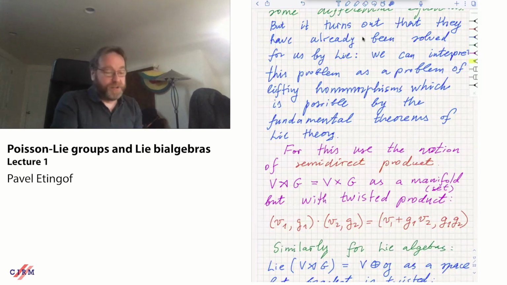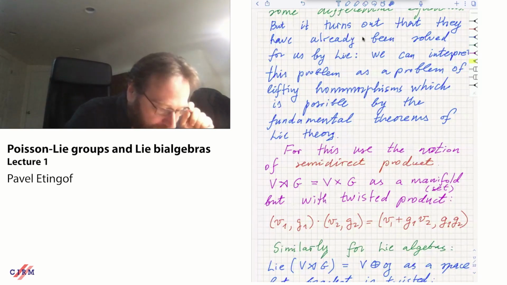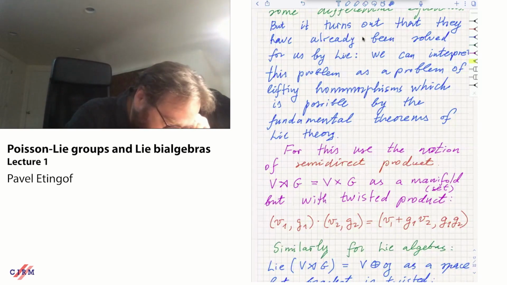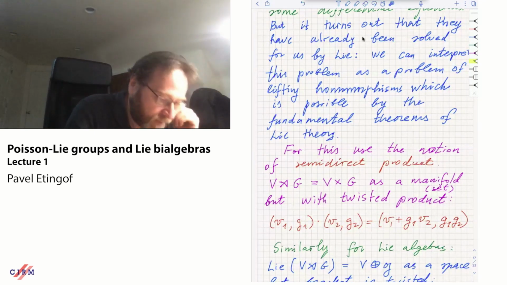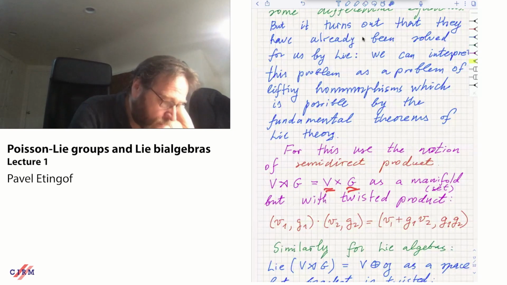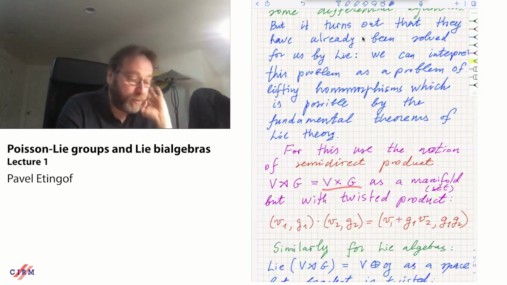So this is a purely algebraic notion. Actually, Lie structure goes along for the ride. It's just a group theoretic notion. So we have a group G and a representation V. And then we form the semi-direct product, which is, as a set or manifold, just a product G cross V, or V cross G rather. But the product is twisted.